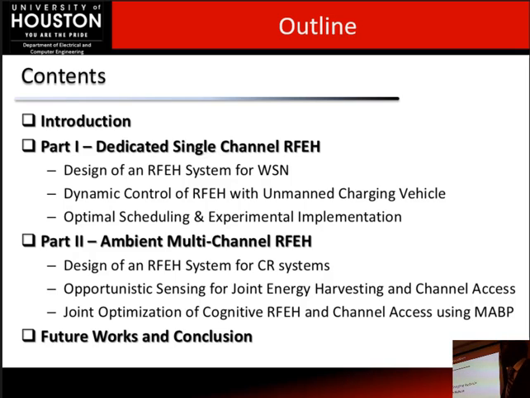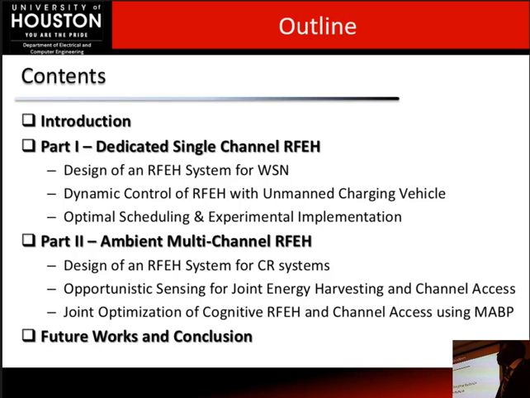It has two parts. The first one is a design of a dedicated single-channel radio frequency energy harvesting. In this part, I will explain the hardware design I made, and also propose two optimization algorithms to maximize the energy transfer in a wireless sensor network.